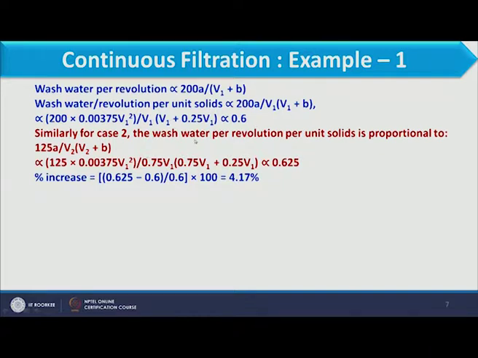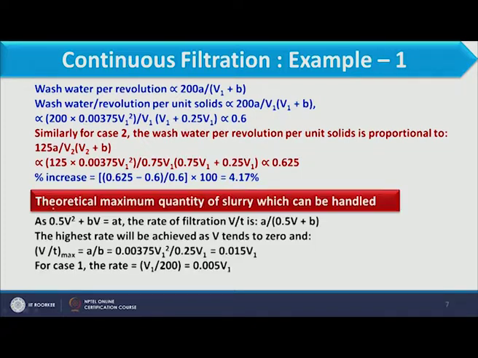Similarly for case 2, the wash water per revolution per unit solids is proportional to 125 A by V2 plus B, and after putting the values of A and B, we find this is proportional to 0.625. So percent increase is (0.625 minus 0.6) divided by 0.6, that is 4.17% increment we have observed while increasing the revolution of the rotary drum.